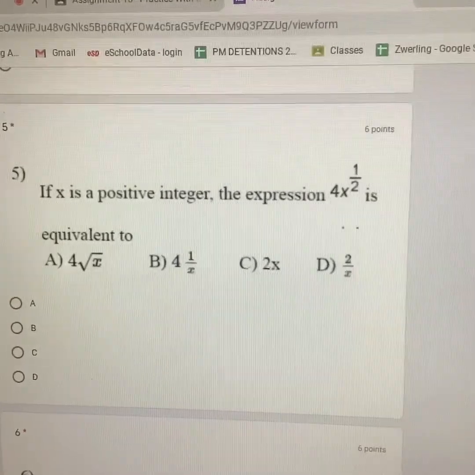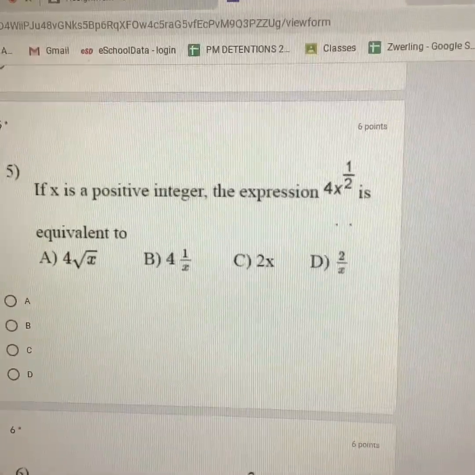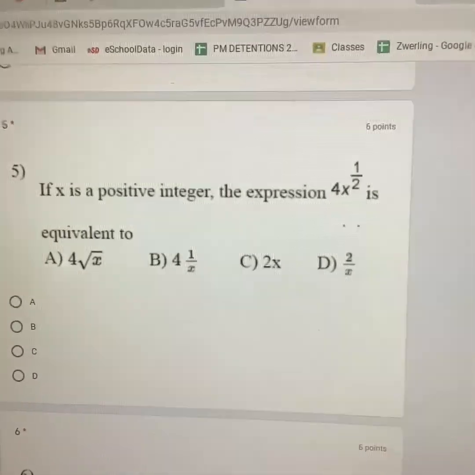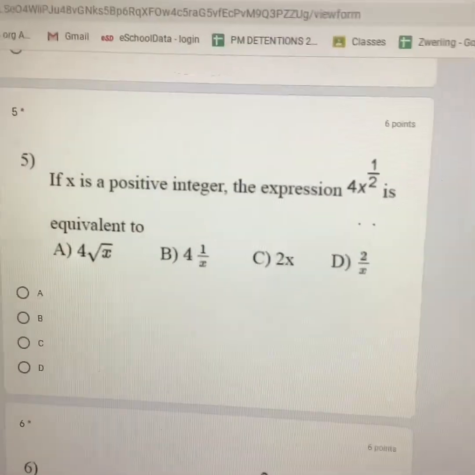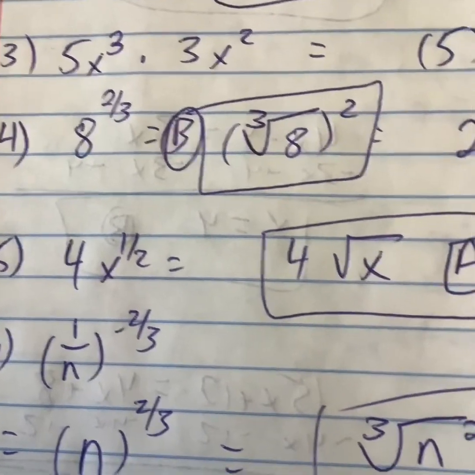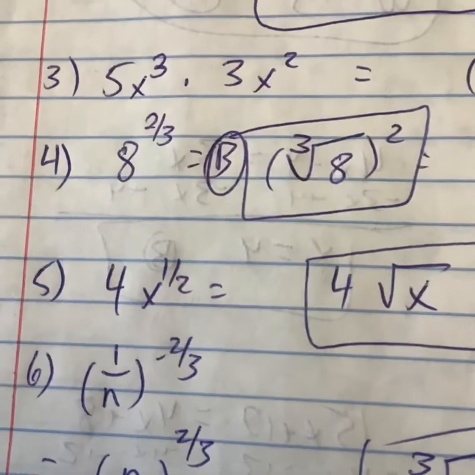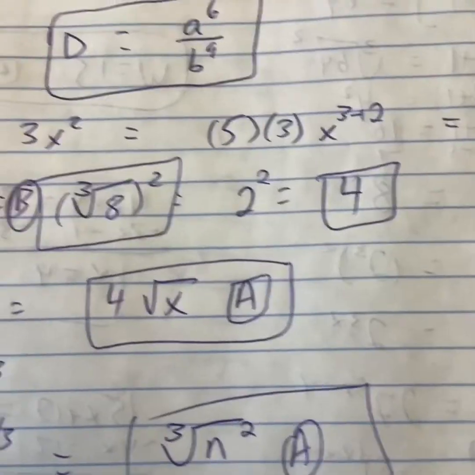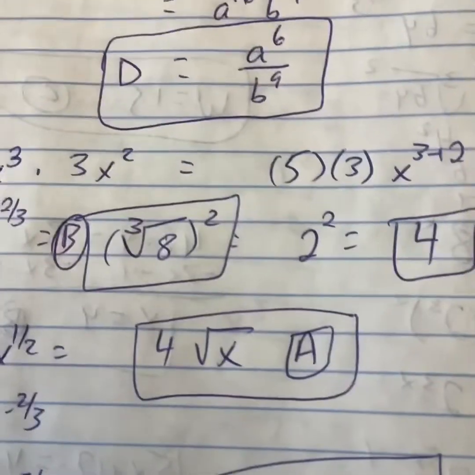For number 5, if x is a positive integer, 4x to the 1/2 power is equivalent to what? What is being raised to the power of 1/2 is just the x, not the 4. So only the x goes under the radical. The 4 stays out in front because 4x is not in parentheses. Just the x is being raised to the 1/2 power. So that's why the answer is A, 4 radical x.